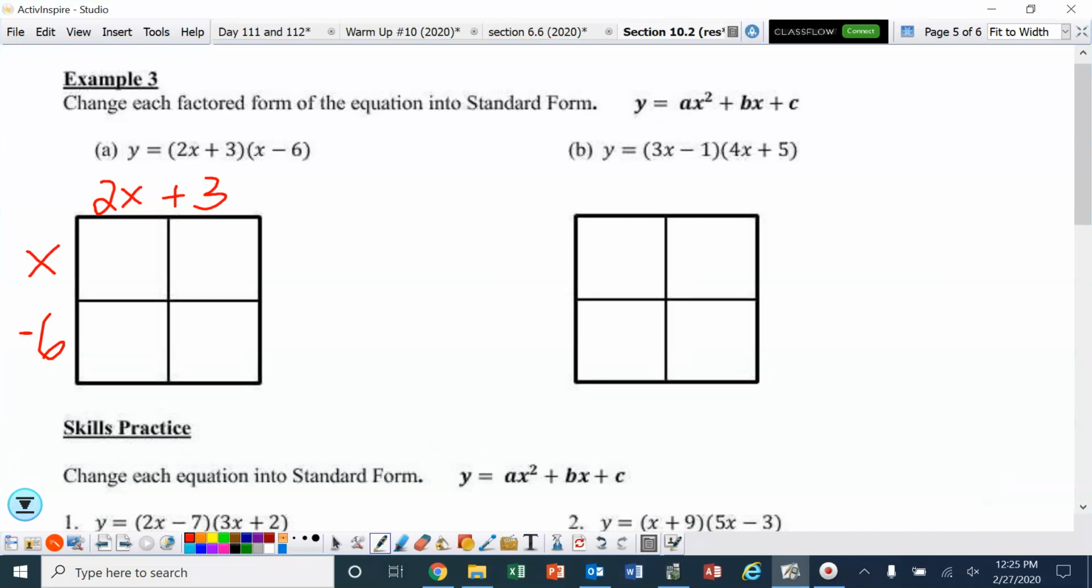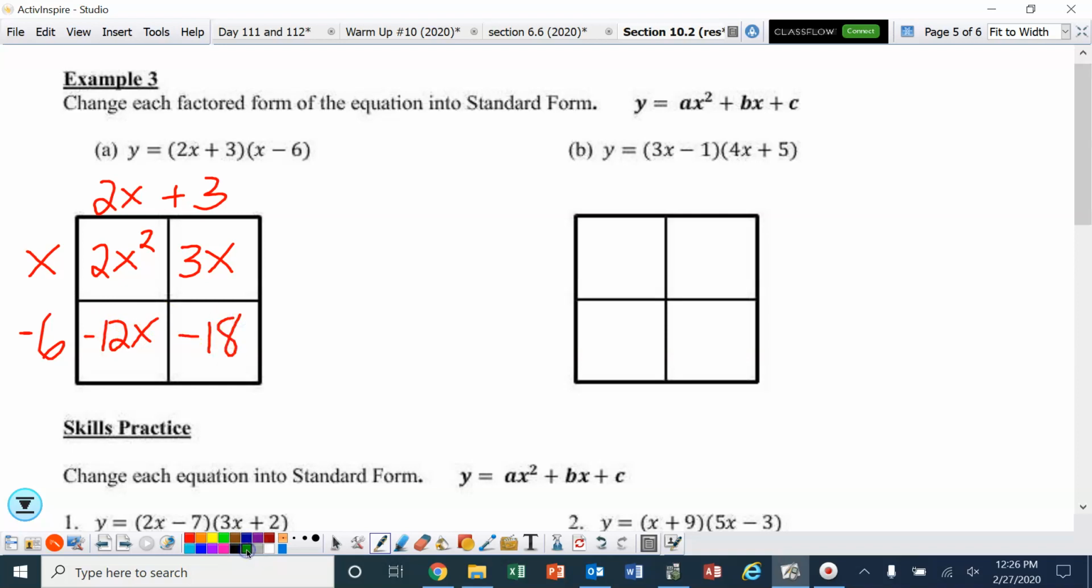All right, now we're going to multiply. So 2x times x is 2x squared. 3 times x is 3x. 2x times negative 6 is negative 12x. And 3 times negative 6 is negative 18.